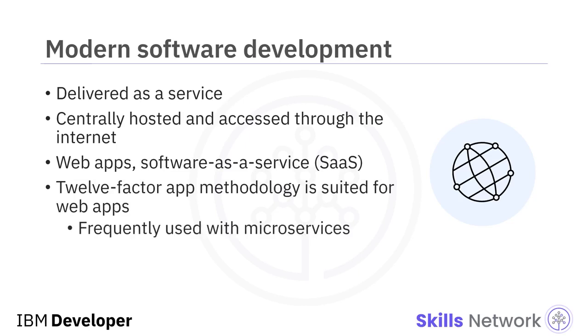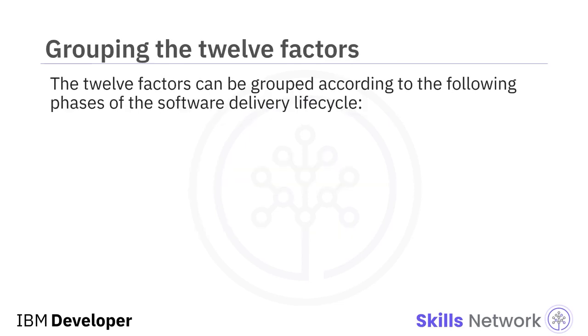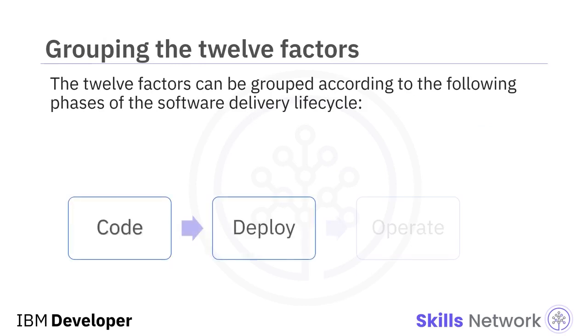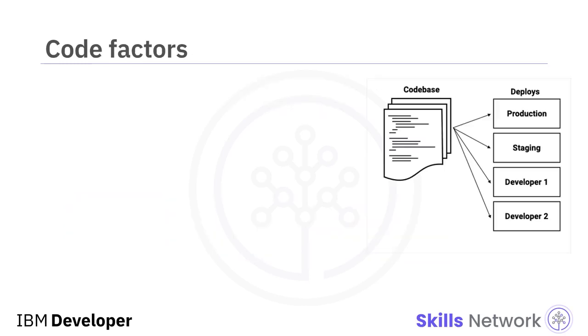Microservices are not a requirement for 12-factor apps. However, microservices are often used in conjunction with the 12-factor application methodology. The 12 factors can be grouped into the code, deploy, and operate phases of the software delivery lifecycle. We'll start with the 3 factors that map to the code phase of the software delivery lifecycle.